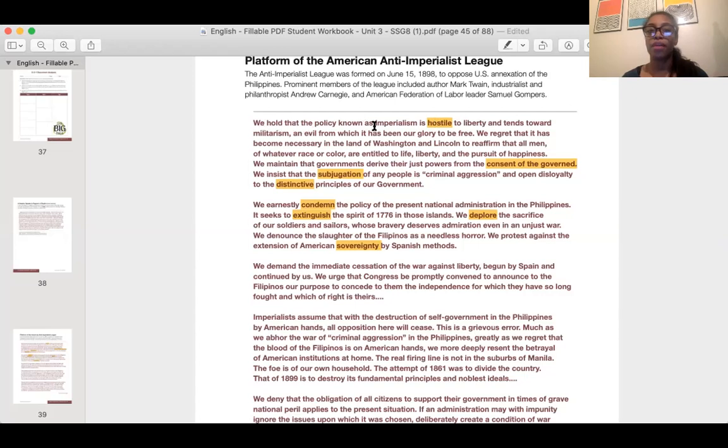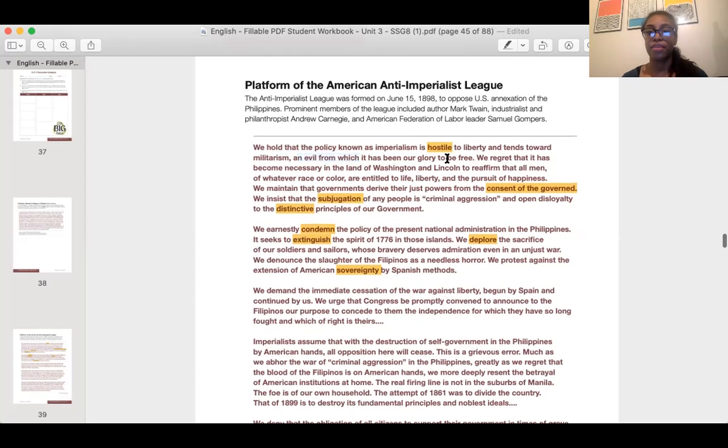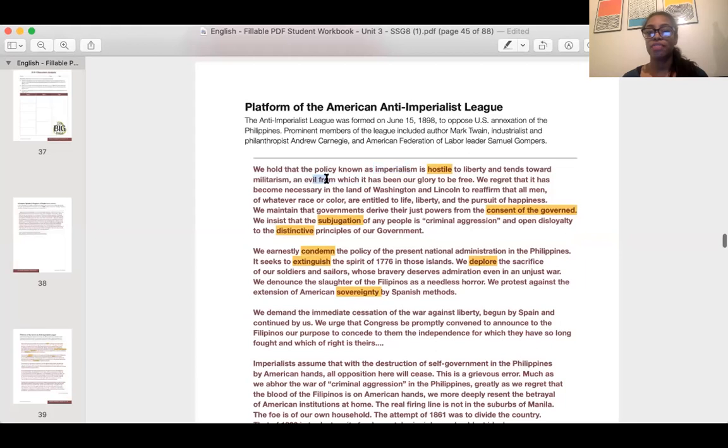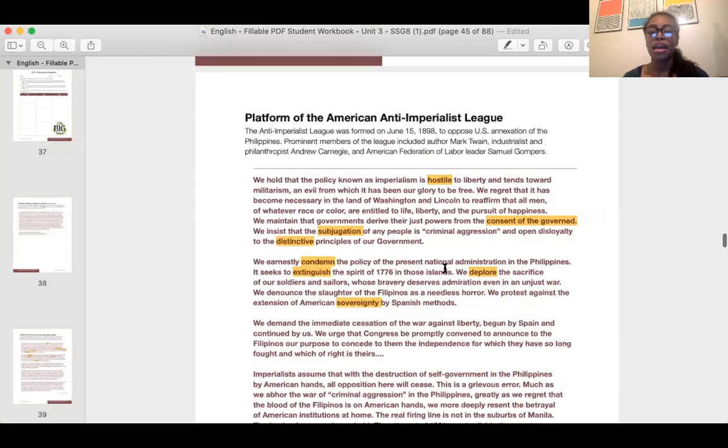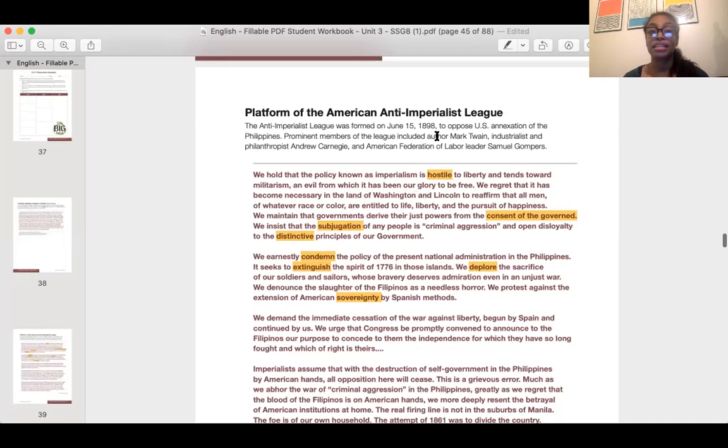Well, what is going on? What do you know about imperialism, right? So it says tends toward militarism, right? So an evil from which it has been our glory to be free. So clearly they're saying imperialism is evil. Even if you don't know what hostile means, you know that you can kind of make meaning around it. We also know that this is a platform of the American Anti-Imperialist League. So do these people want expansion? No, right? So that's something that you want to explain to the kids, right? That building that background knowledge, that's part of that piece here, and that's how you can make the text accessible to them.